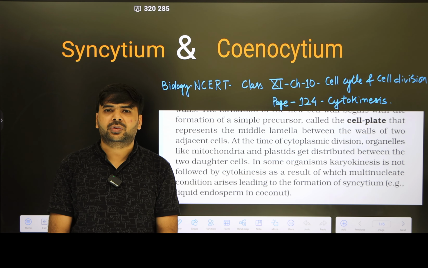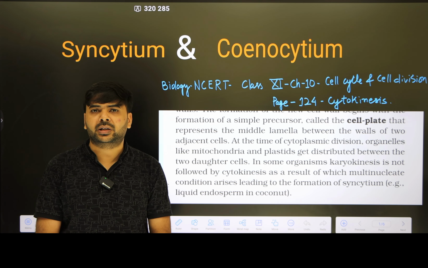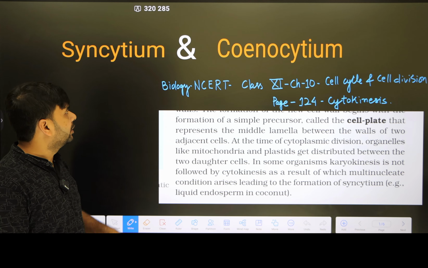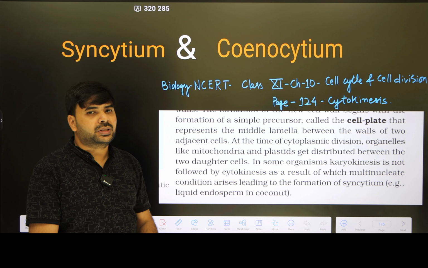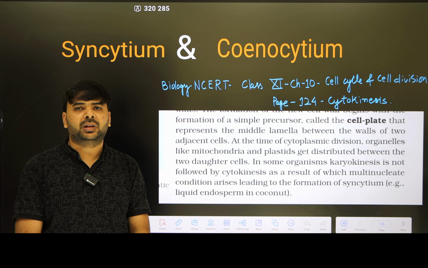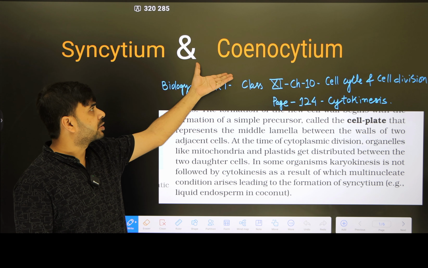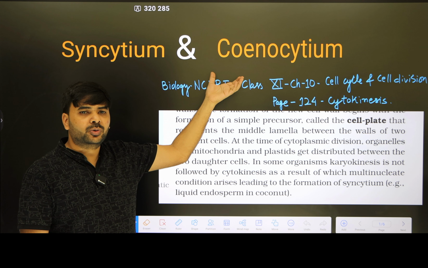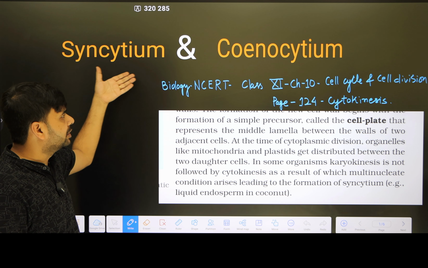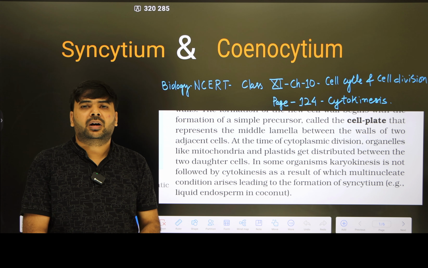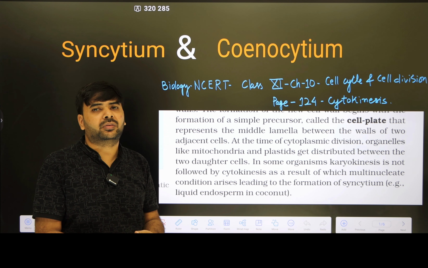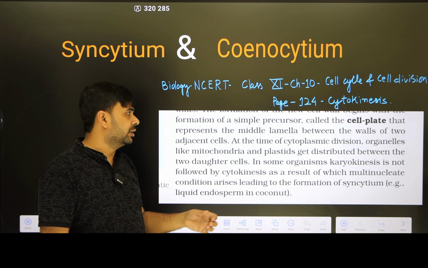Hello students, today we are going to discuss one concept related to multinucleated cells. Two words are there, syncytium and coenocytium. Many people mispronounce it. These words are not properly given in NCERT; they are given in a wrong way in NCERT.